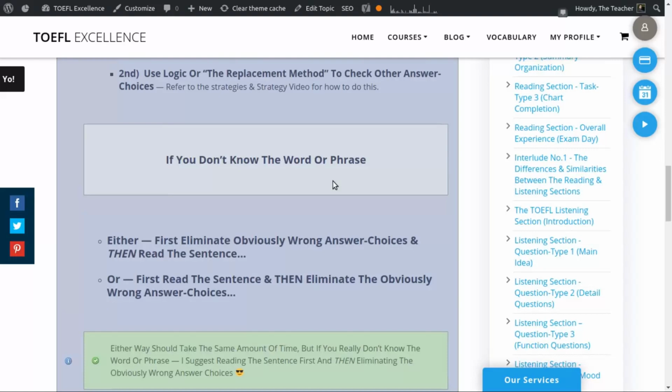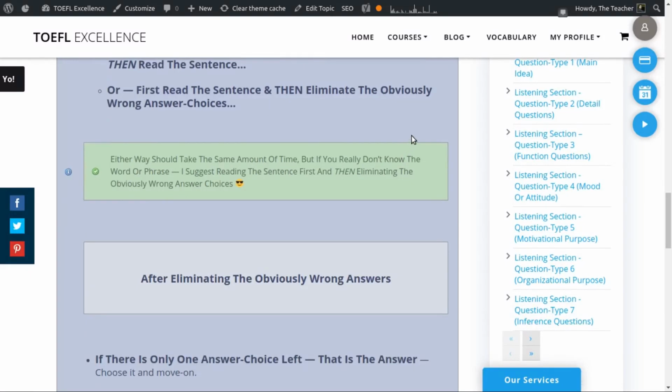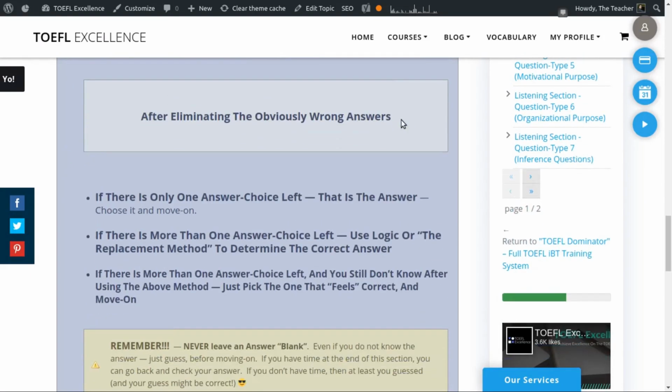So you read the word or phrase in the sentence, you're not sure what it is, go to the reading passage and then read the sentence that word or phrase is in, and then go to the answer choices, eliminate the obviously wrong answer choices, and then with whatever's left, if there's only one answer choice left, that's the answer. If there are more than one, then you have to go to using logic or using the replacement method.